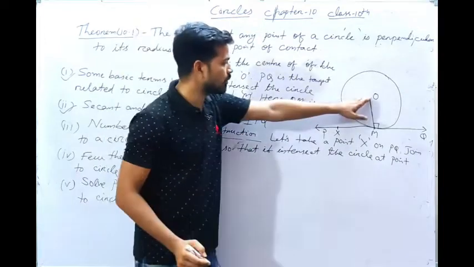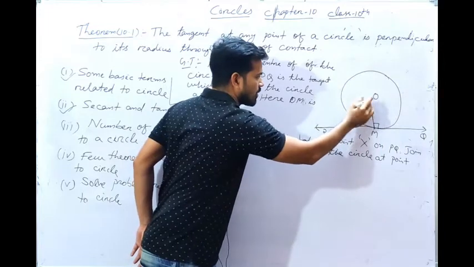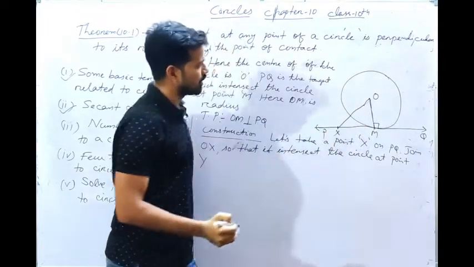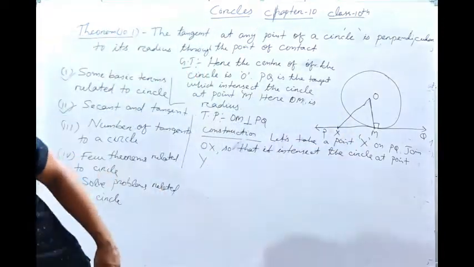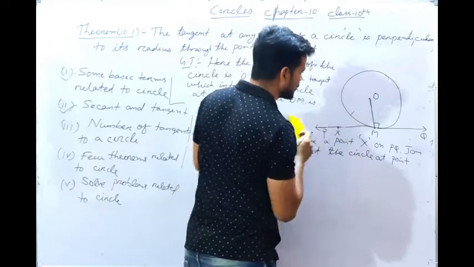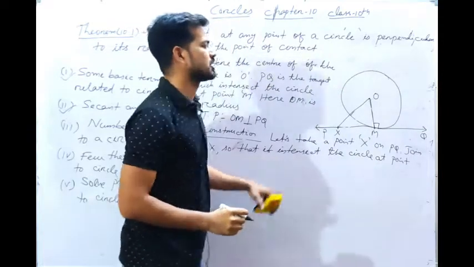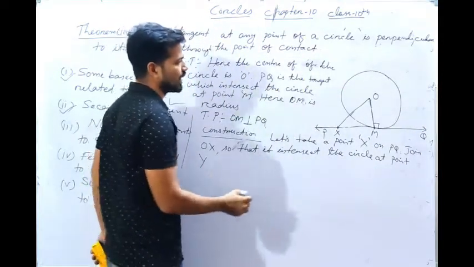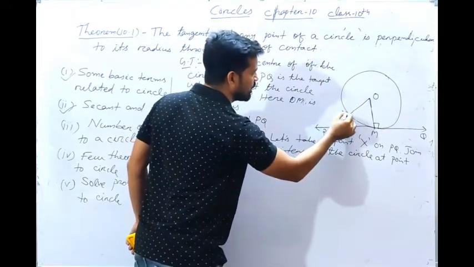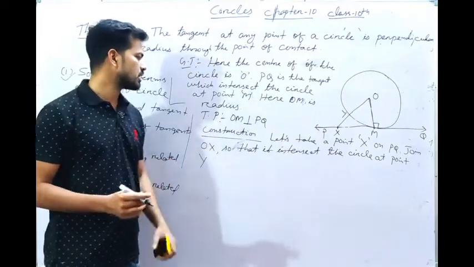Now we have to join OX. So I have joined it here. I join OX. Sorry, my line is not that straight, so let's try to make it more straight. So OX is the line, and we see that OX intersects the circle at point Y. This is our construction.